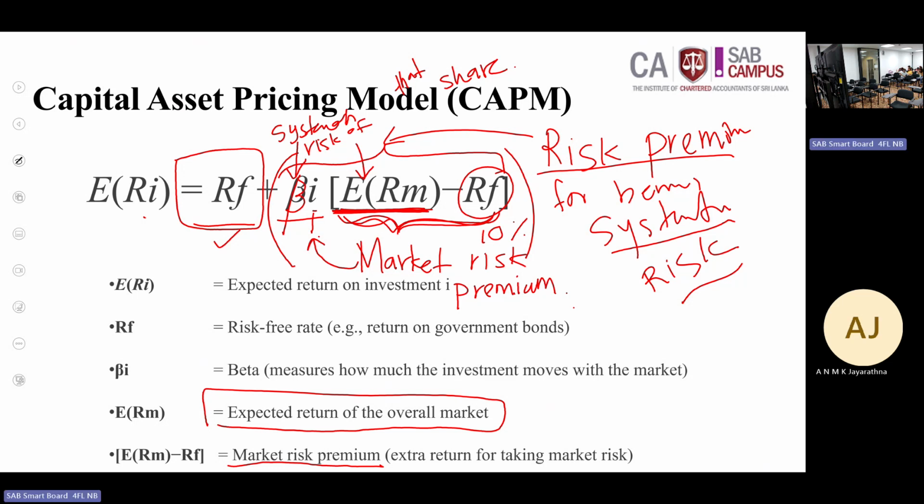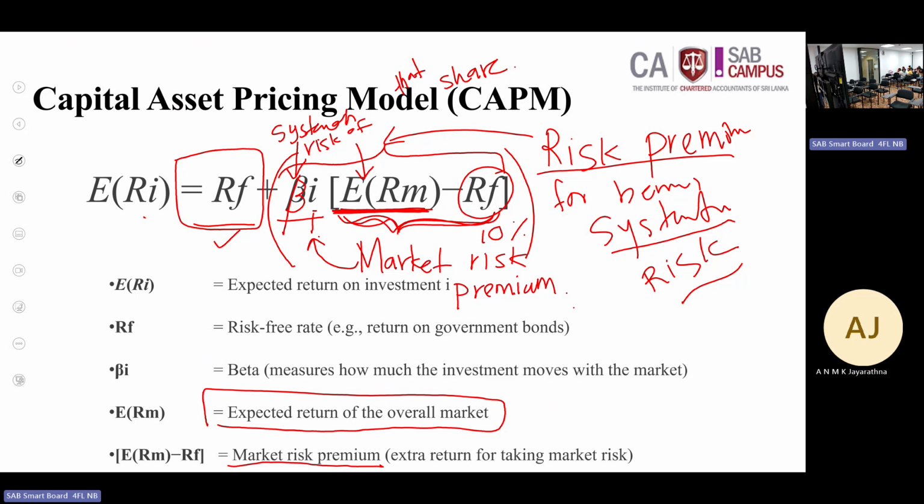Market risk premium. This is the premium that the particular investor should have when coming to the stock market, but it is not entirely the profit of the company, because the company also has systematic risk. Beta I means stock I's systematic risk, which we have to adjust. So this entire part we call a beta adjusted market risk premium.